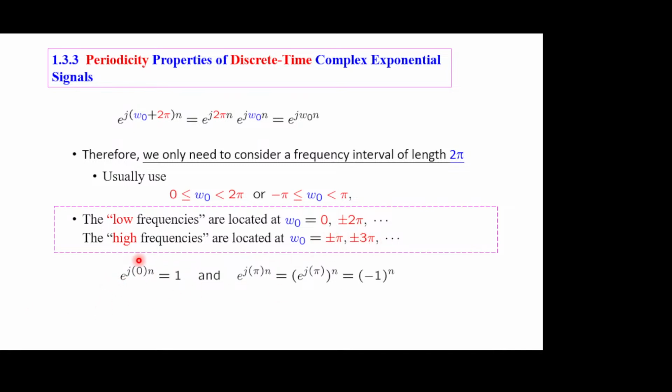And you can kind of feel it here. When your omega naught is equal to 0 or 2 pi, it's very close to a constant signal, e to the j0n equal to 1. And if you are around the high frequency regions, then you have e to the j pi n, and your signal will be minus 1 to the n, so your signal will just oscillate up, down, up, down, up, down for everyone. Okay.